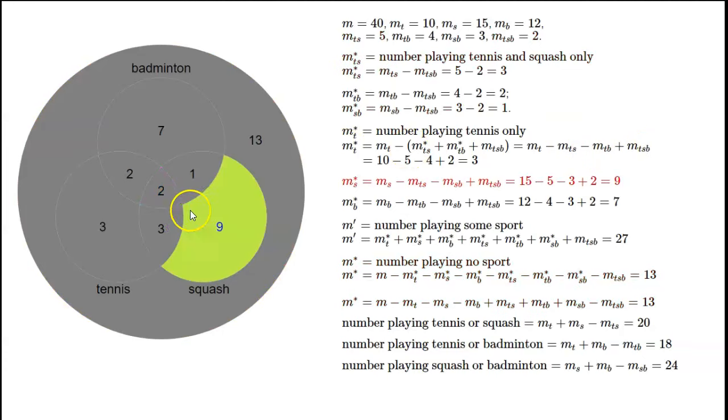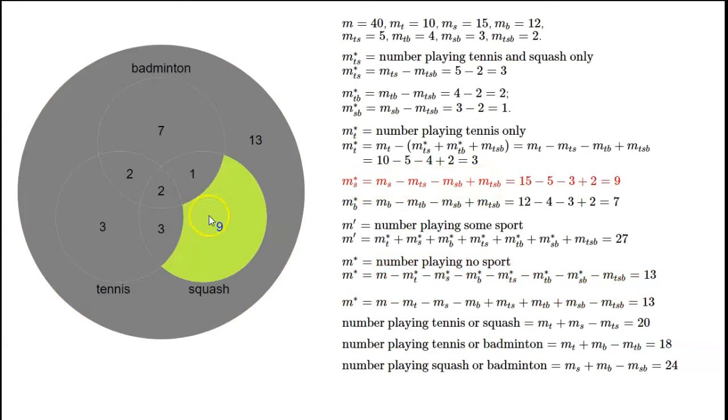And it works similarly for squash. Okay, so people playing squash only, you've got the 15 people who play squash minus the 1 plus 2 plus 3, which is 6 people who play squash and something else, and that gives us 9 people playing squash only. And when we look at the formula, again we get some cancellation. We get MS minus MTS minus MSB plus MTSB.